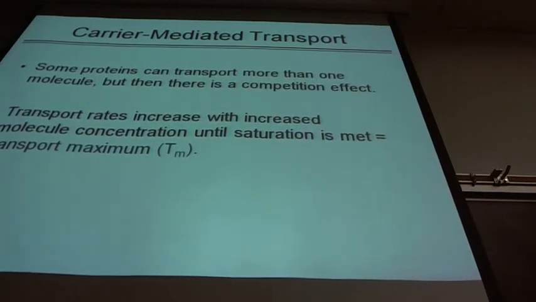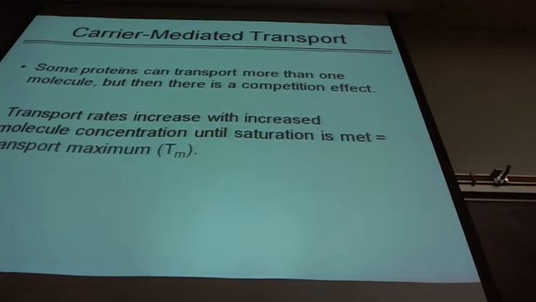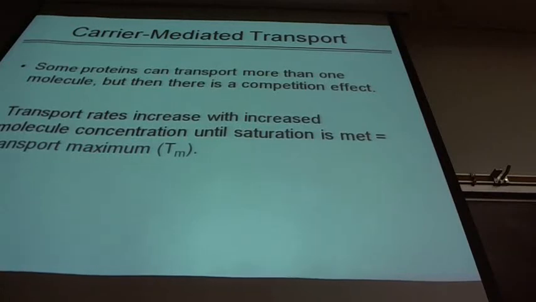Sometimes the proteins can transport more than one molecule, so they're not that specific, but they're pretty specific. But then there's competition. For instance, if you have a protein that will take sodium and glucose into the cell at the same time, and you've got sodium and glucose in the extracellular fluid, they're going to compete for binding sites on that protein to get into the cell. So each one is going to go in at a fraction of the rate as if it were not competing.